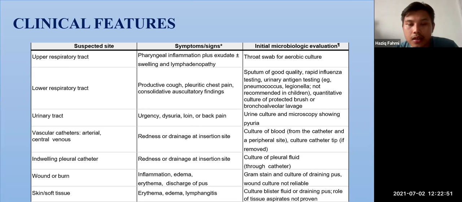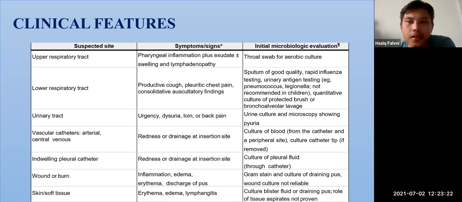And then UTI, where the patient may present with urgency, dysuria, loin or back pain. For vascular catheters, for example, arterial or central venous, symptoms include redness on or drainage at the incision site. Indwelling pleural catheter, symptoms are redness or drainage at the incision site. And then wounds or burns, where the patient may present with inflammation, edema, erythema, discharge or pus. Skin or soft tissue infection includes erythema, edema, and lymphangitis.